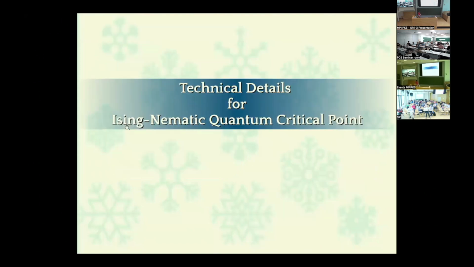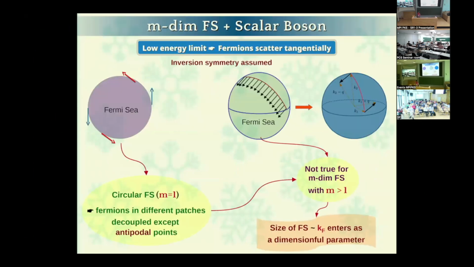Okay, so now let me try to give you some technical details of whatever I tried to explain in words. For that, we first need to set up a coordinate system, and see how these fermionic and bosonic degrees of freedom interact. Now, as I said, we are interested in the low energy limit, or the IR limit, where the fermions on the Fermi surface must mostly scatter tangentially. And we assume that there is an inversion symmetry.